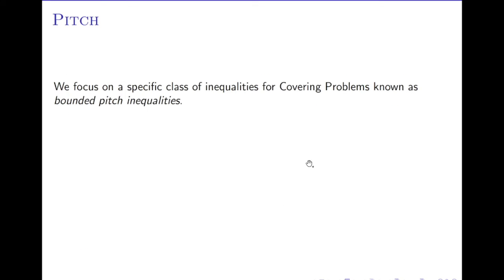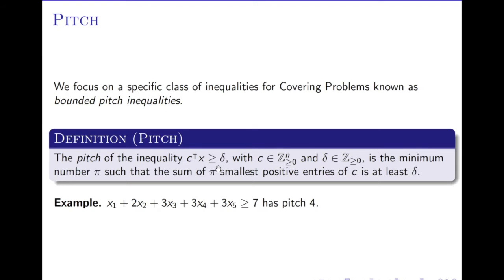In this talk, we'll primarily be focusing on a specific class of inequalities for covering problems, known as the bounded pitch inequalities. The pitch of an inequality with non-negative coefficients and non-negative right-hand side is the minimum number pi, such that the sum of the pi smallest positive entries of the coefficients is at least the right-hand side. For example, this inequality here has pitch 4, because you have to take 4 of the strictly positive coefficients to achieve the right-hand side.